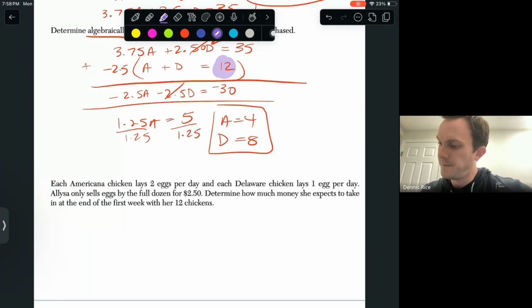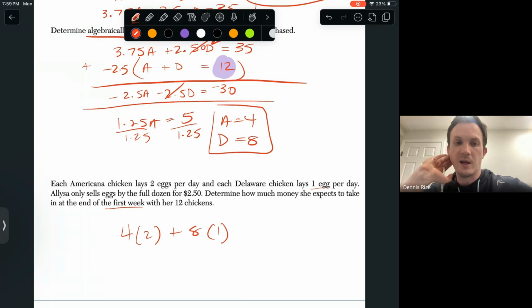Okay, this is confusing. So she has 4 Americana chickens, and they lay 2 per day. Ooh, this is a little sneaky question. Interesting. Okay. So this is what her chickens are doing per day. So I'm using my answers from above. She had 4 Americana and 8 Delaware chickens, 2 eggs per day for the Americana and 1 egg per day for the Delaware. But there's a little sneaky trick with this.